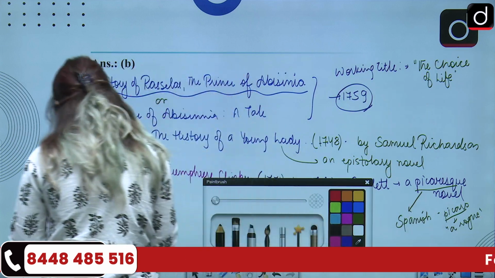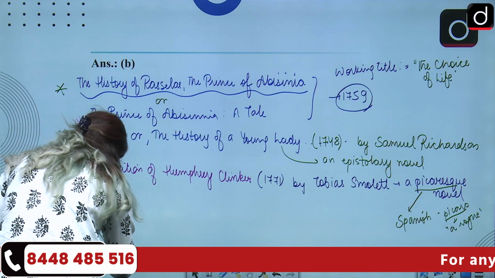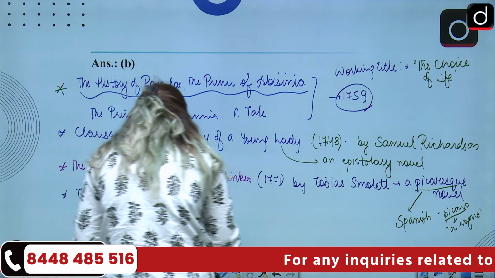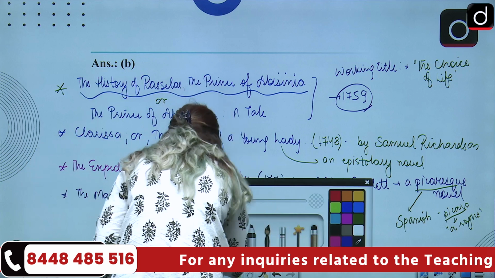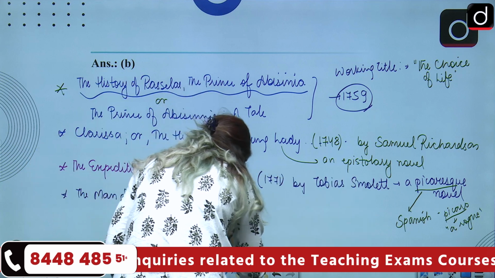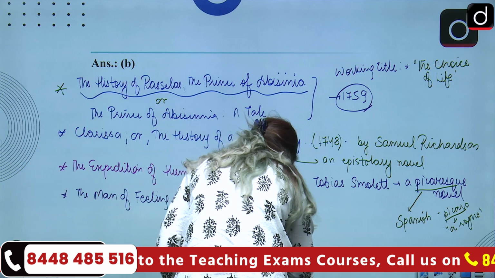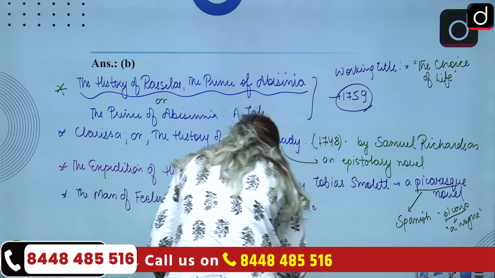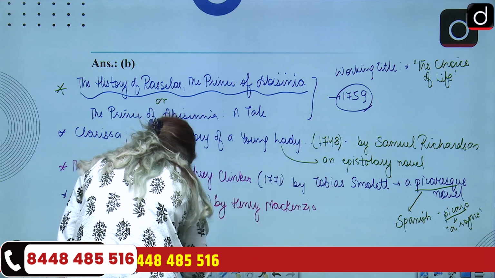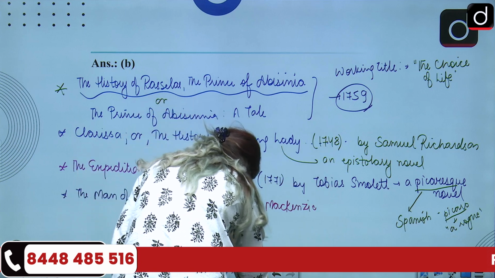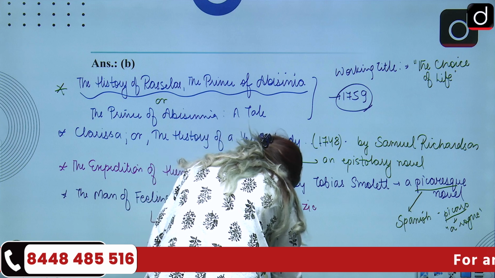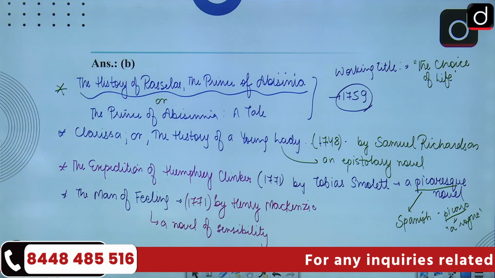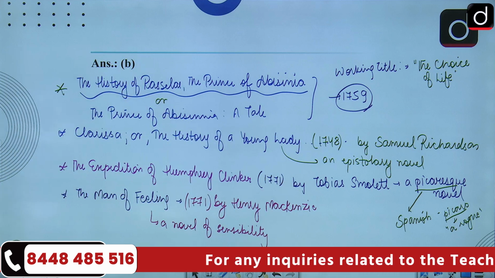The next one, the last one, The Man of Feeling, by Henry Mackenzie, 1771, was a novel of sensibility, of emotions. Okay, note it down, that's it. Note it down, please.